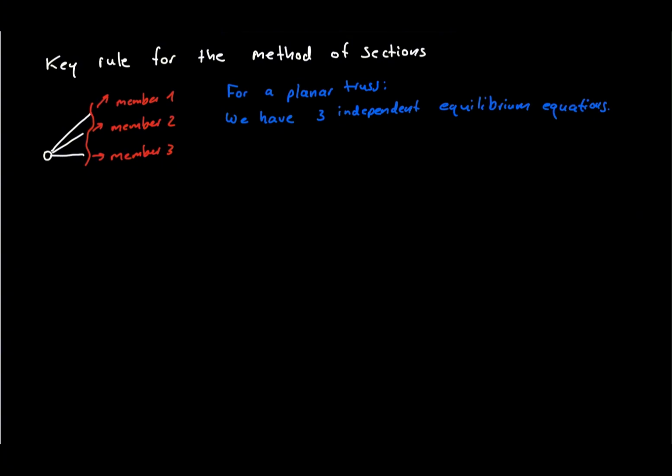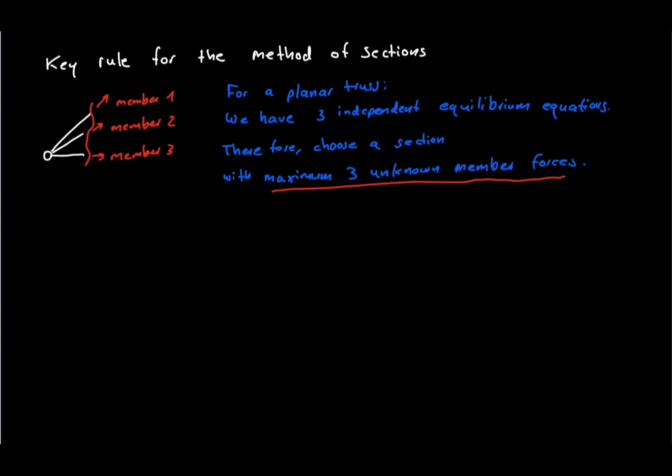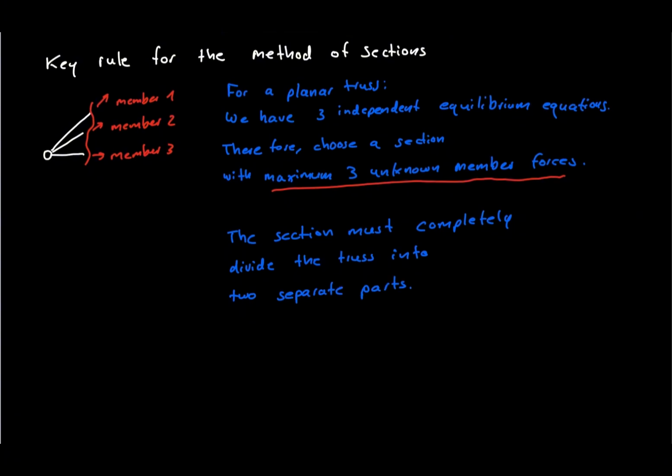For this reason, we normally choose a section that passes through no more than three members with unknown forces. The section must also completely separate the truss into two parts. Once we have made the cut, we can analyze either side. Both sides give exactly the same member forces, so we normally choose whichever side produces the simpler free body diagram.